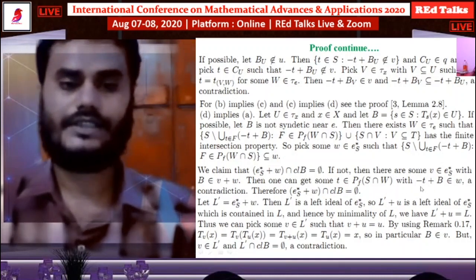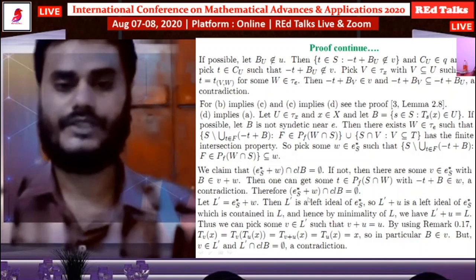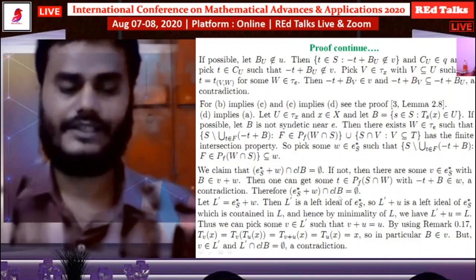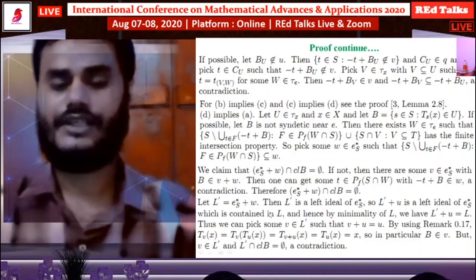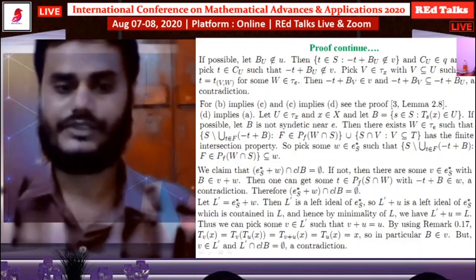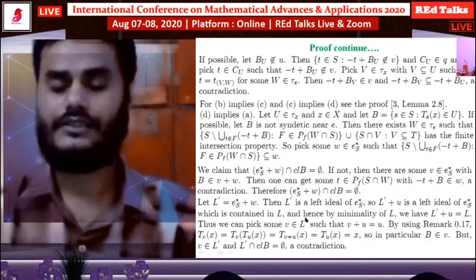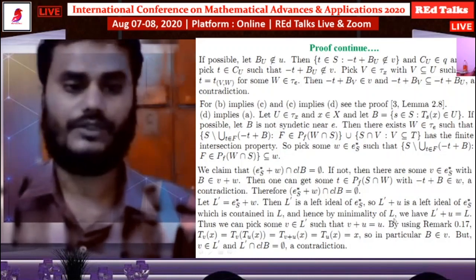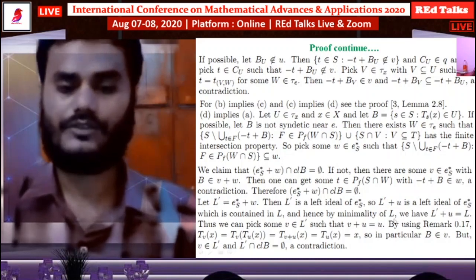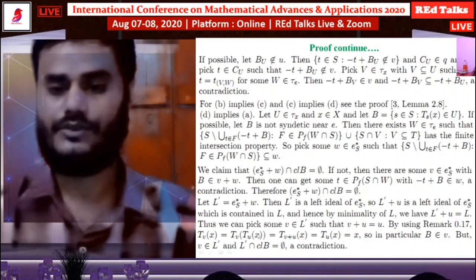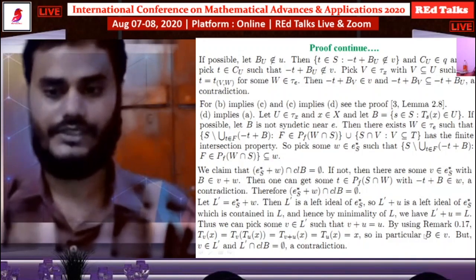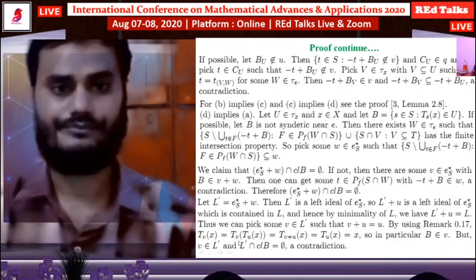Therefore, E S star plus W intersection closure of B is equal to empty. Let L' be equal to E star S plus W, then L' is a left ideal of E star S. So L' plus u is a left ideal of E star S, which is contained in L, and hence by minimality L' plus u is equal to L. That's why we can pick v belongs to L' such that v plus u is equal to u. By using remark 0.17, we have this, but this is a contradiction.